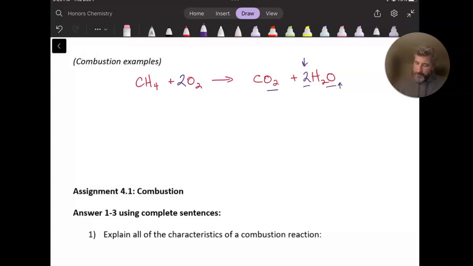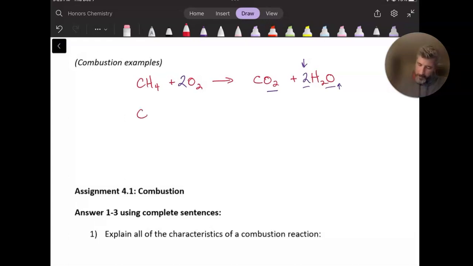All right, let's try another one. Let's go with C5H12 plus O2. And we know it's a hydrocarbon because it's just carbon and hydrogen, and it's reacting with oxygen. So, of course, what products are we going to get? Not really a whole lot to do in terms of prediction. It's just going to be CO2 and H2O every time if it's combustion.